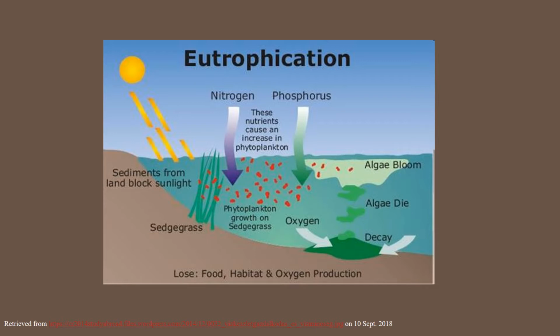So here you have the sun, and the sediments from the land block the sunlight, and then you have your sedge grass, and then here the nitrogen, the phosphorus, causes an increase of phytoplankton. And then you can see that there's an algal bloom, and then once the algae die, they decay, and the oxygen goes to decay, and the oxygen goes to the plankton, and the sediments block the sunlight, so a lot of oxygen isn't getting created, and the phosphorus is, like I said, causing eutrophication. And then here are my references.